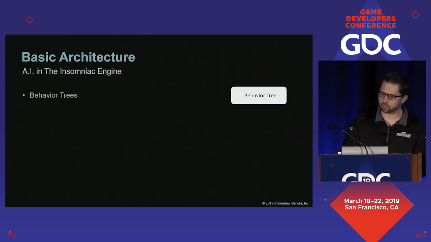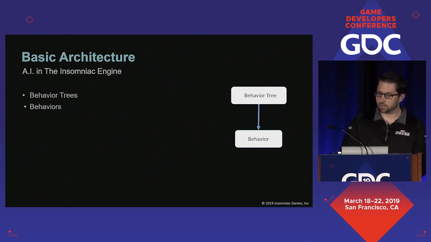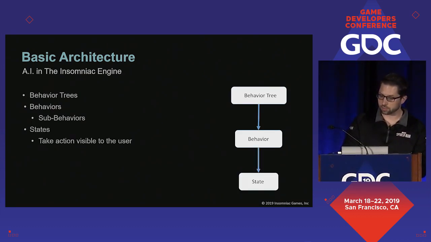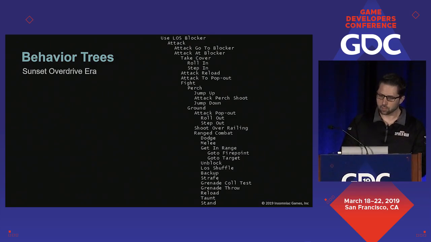At the top level, we have a behavior tree, and that decides on a behavior to run. Behaviors can have an arbitrary number of sub-behaviors, but eventually a behavior will instantiate a state. These are our leaf nodes, and they control animation, motion, and perform other player-facing actions. When we first implemented behavior trees into our engine, a lot of them tended to have a structure like this.